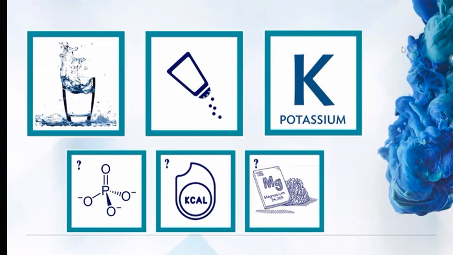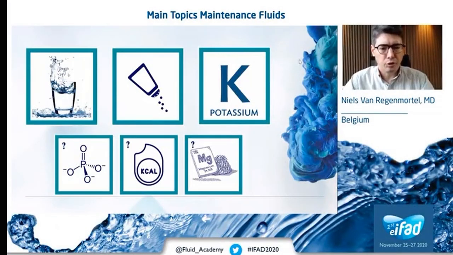Then we have a few minor things that we can discuss in maintenance solutions. One is, do we need phosphate? Is it a problem? How much of it do we need? Do we need it in maintenance solutions? Magnesium is the same thing. Do we need it? How much do we give? And finally, do we need some calories? Do we add some glucose or dextrose in maintenance solutions?